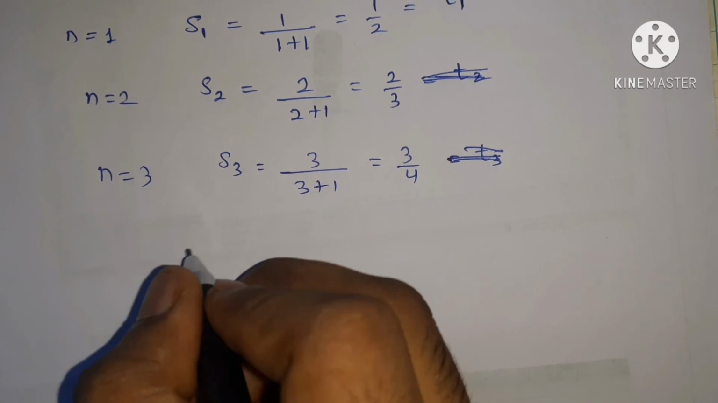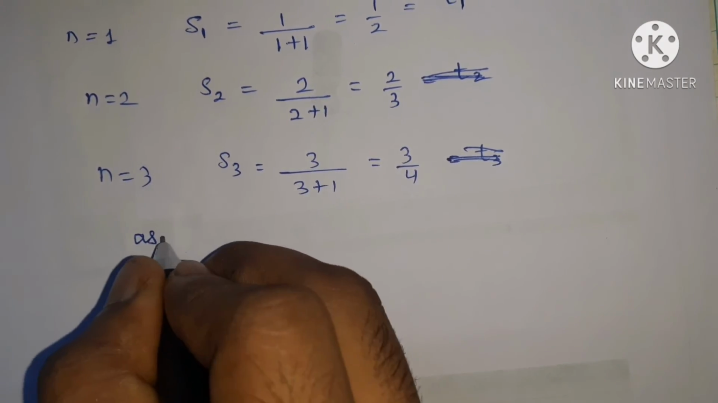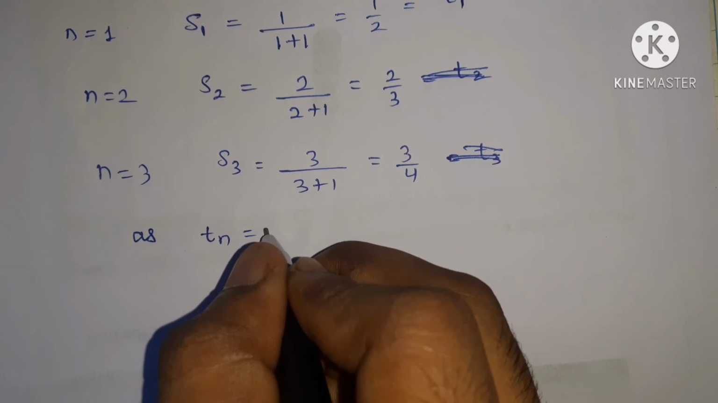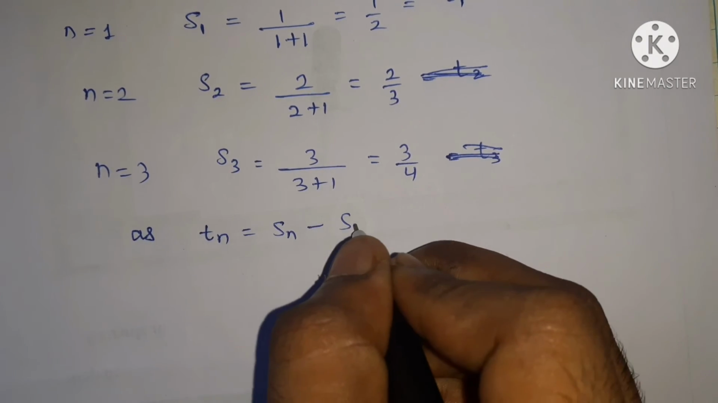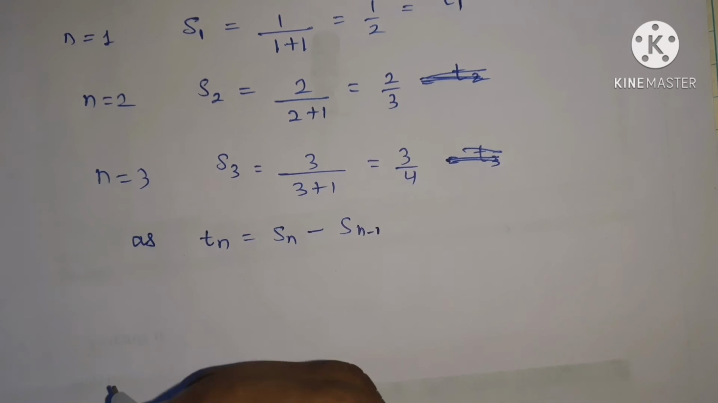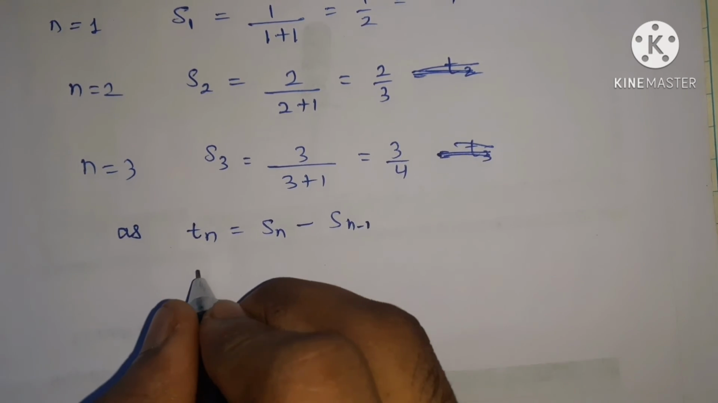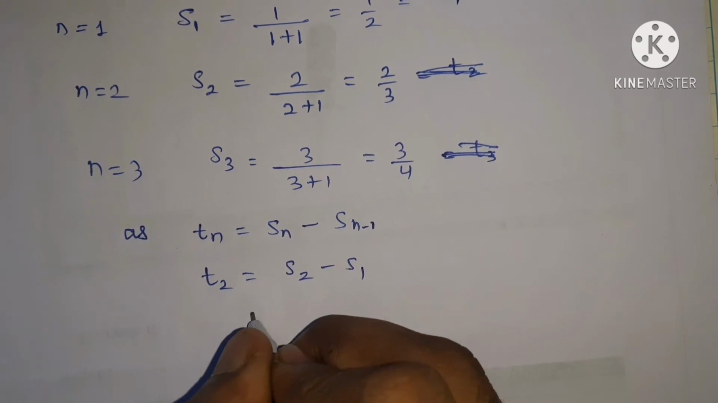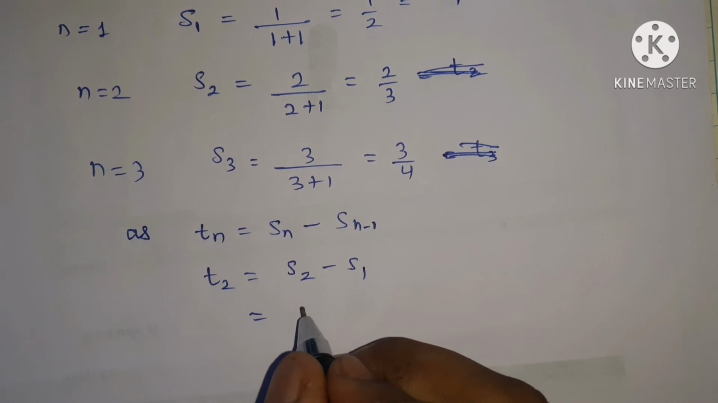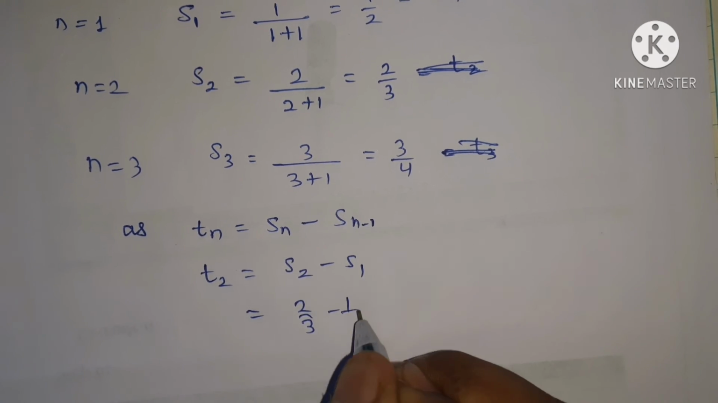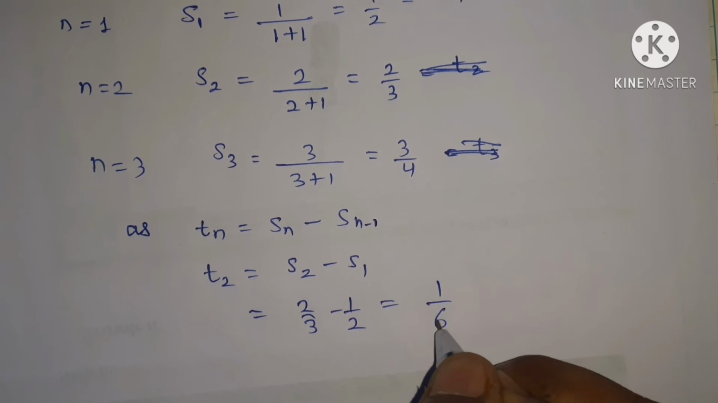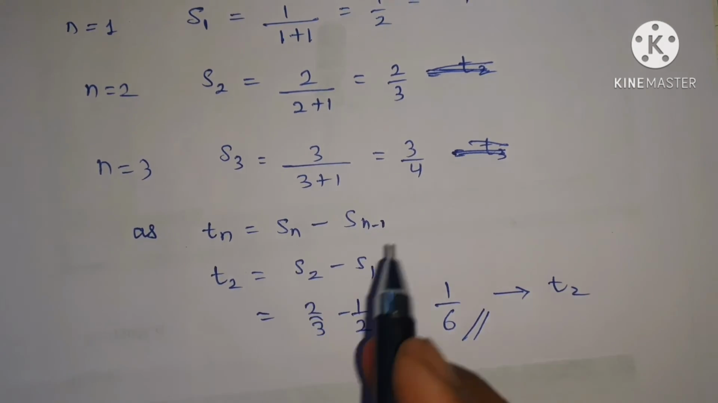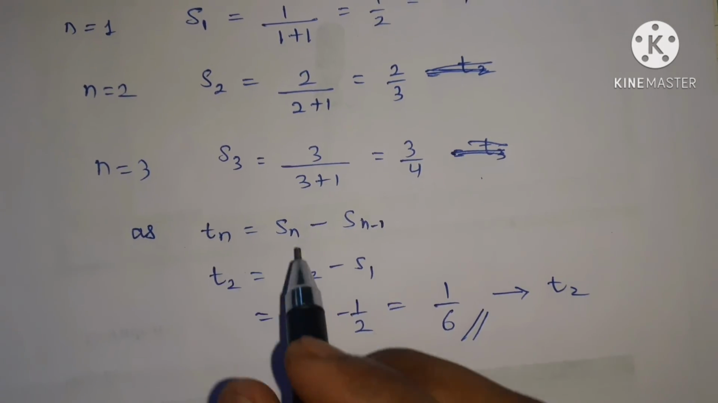Okay, for finding the terms we have the formula, which is Tn is equal to Sn minus Sn minus 1, which we have studied before. So for T2 we need to put S2 minus S1. S2 is 2 by 3 minus 1 by 2, which is equal to 1 by 6. This is our T2 term. These are wrong methods. We cannot find directly. Therefore, we have to use this formula.